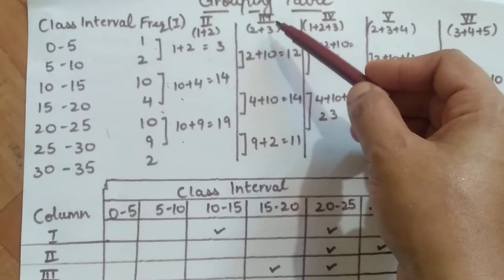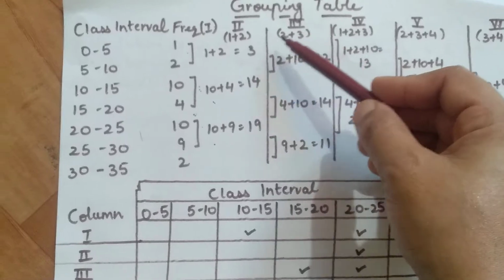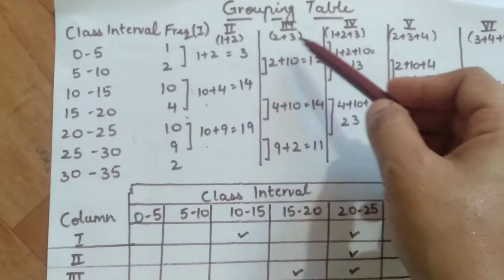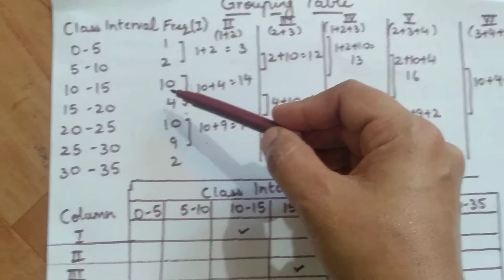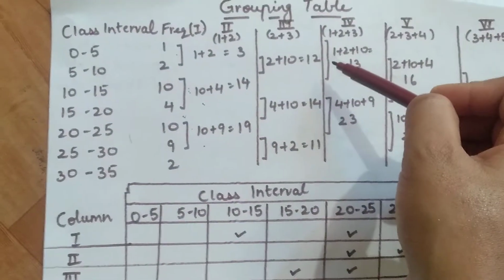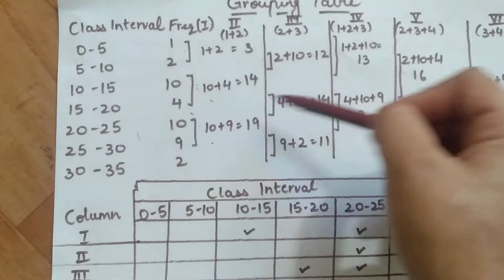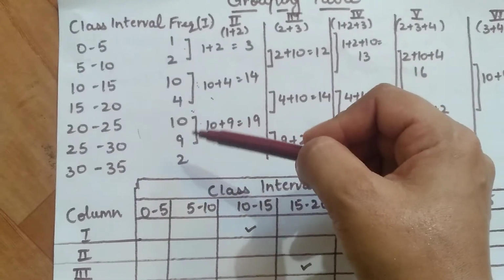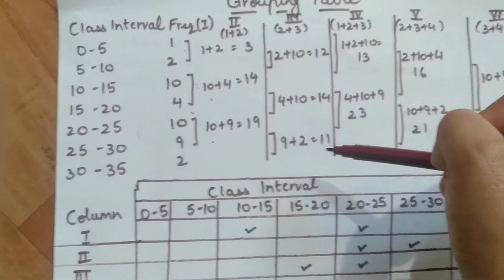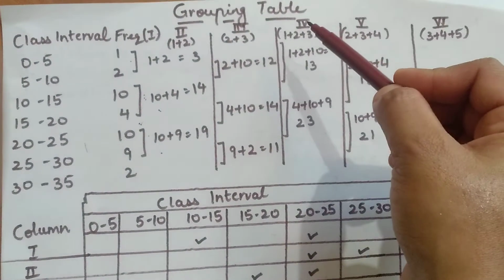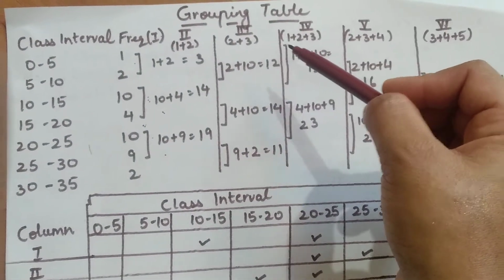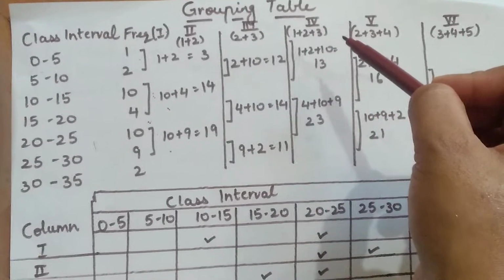Then the next column is, we will form the third column, which is the grouping of second and third frequency. So second and third frequency means second is 2, third is 10. 2 plus 10 is 12. Then 4 plus 10, it's 14. Then 9 plus 2, it's 11. Clear?